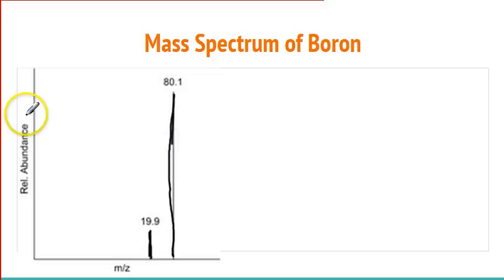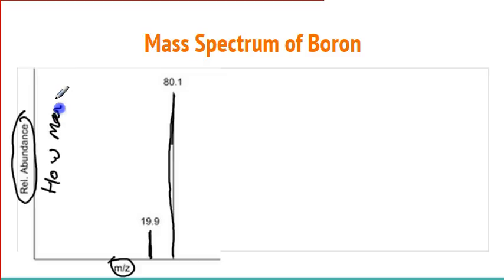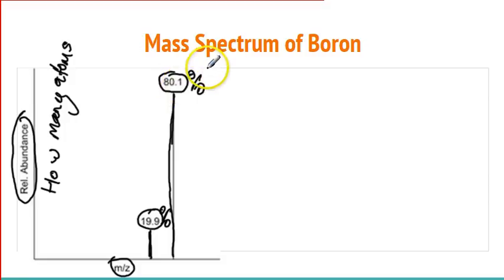Now let's talk a little bit about the y and the x axis. Now this relative abundance here relates to how many atoms hit the detector. Now in this case, this is a percentage, 80.1% and 19.9%. It may not be a relative abundance all the time, or a percent abundance. It may be some other value where you set the maximum value to 100. But in this case, it's a percent abundance. And how do I know? Because they add up to 100.